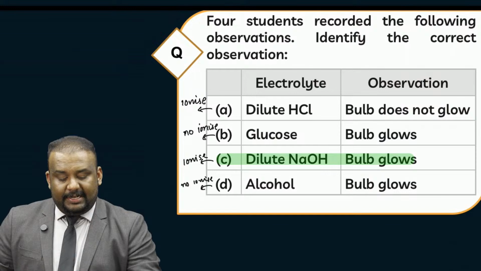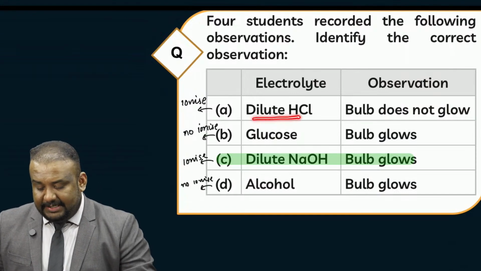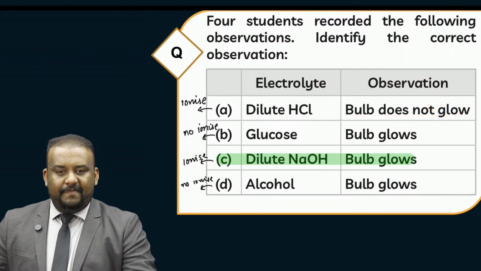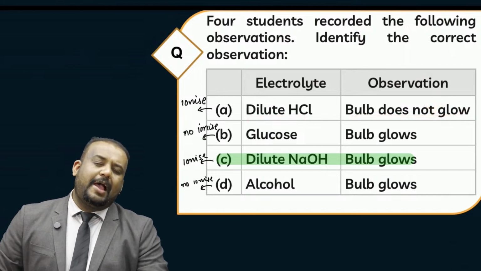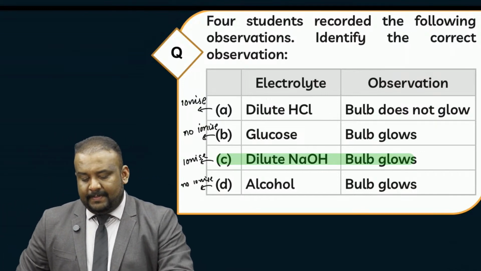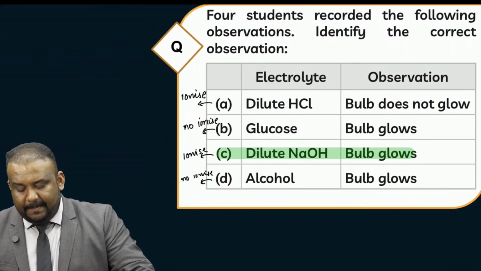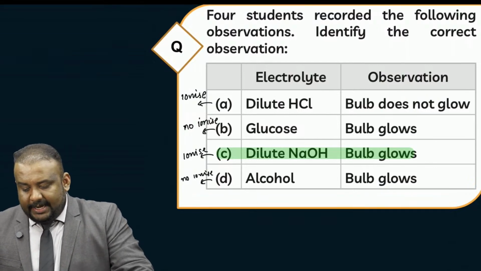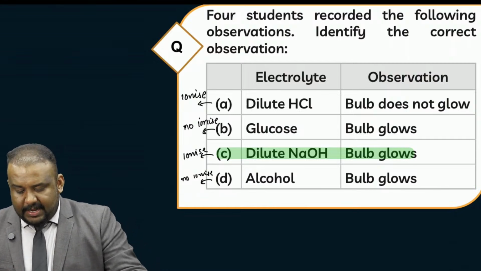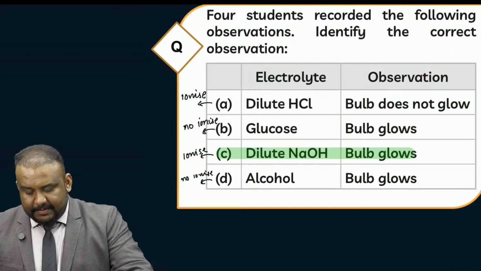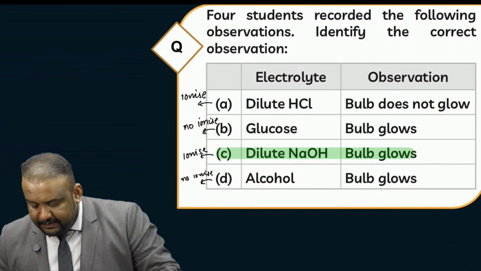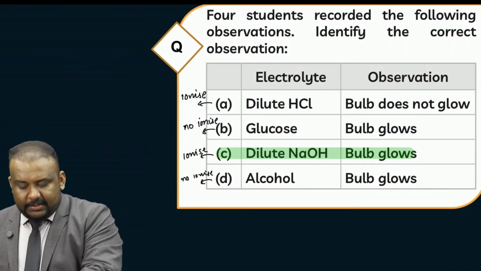A is not correct. I can see some of you are answering A. Dilute HCl, bulb does not glow. That is wrong. Dilute HCl will make the bulb glow because dilute HCl can have ions. Clear? It will release ions. So the correct option will be C. Is that clear to all? Okay, great. Yes, very good, Jagjit. Very good, Devang.